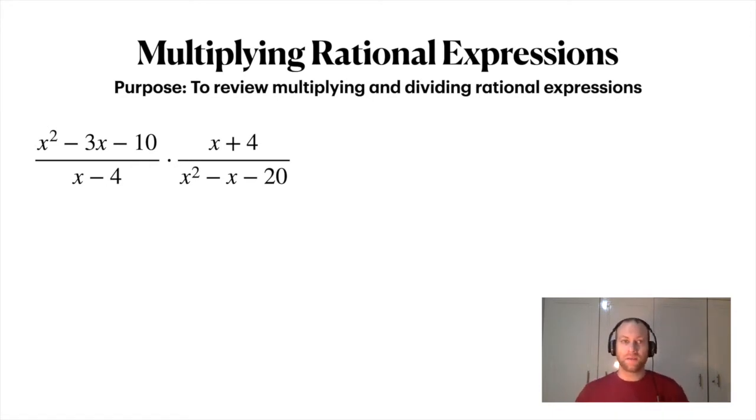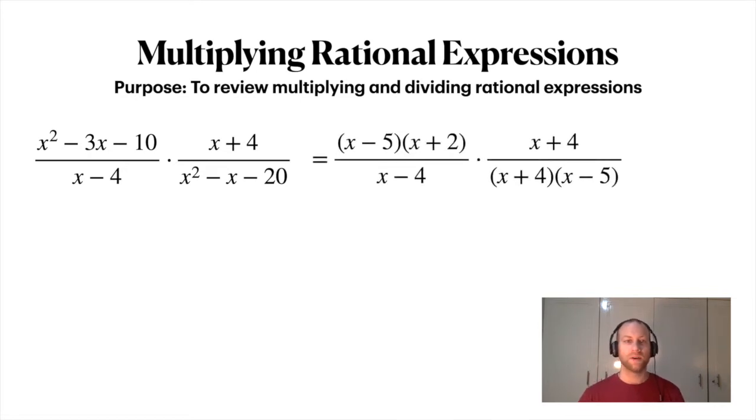We want to try and factor that. So I need two numbers that add up to -3, and the same two numbers multiply to -10. That would be -5, positive 2. And I want to do the same thing for the denominator of the second one. So what two numbers multiply to -20 and add to -1? And that one would be -5, positive 4. So factor it out, you'd get this.